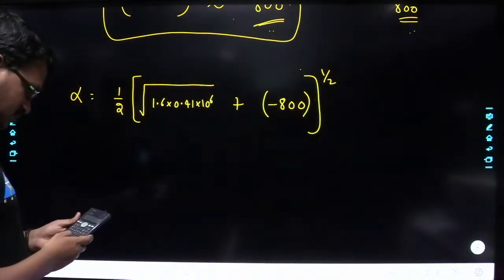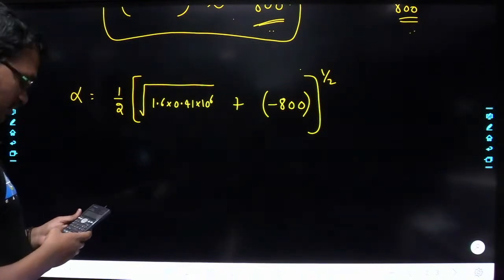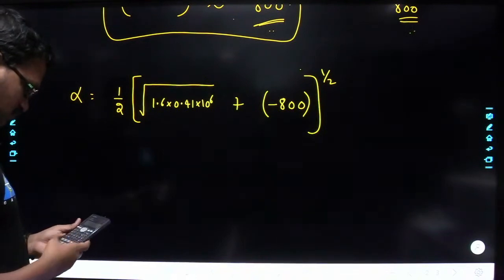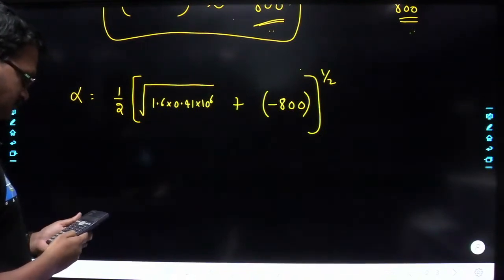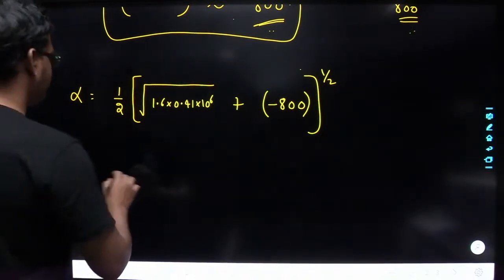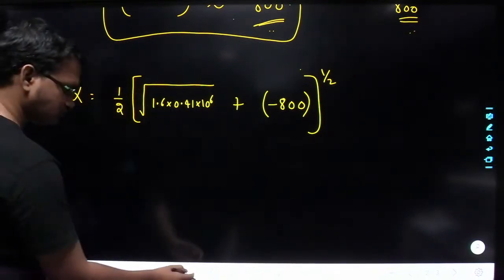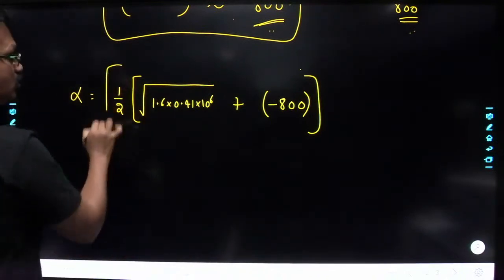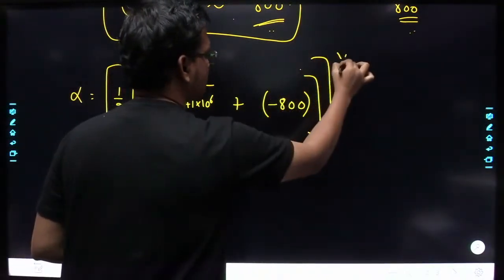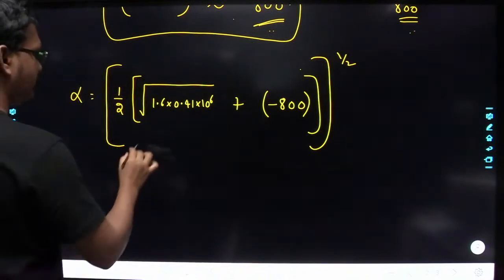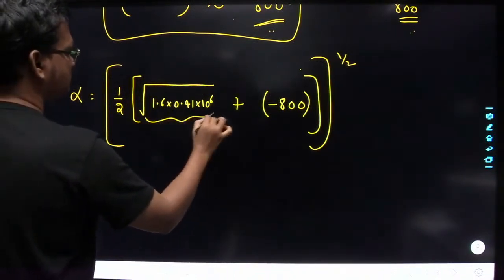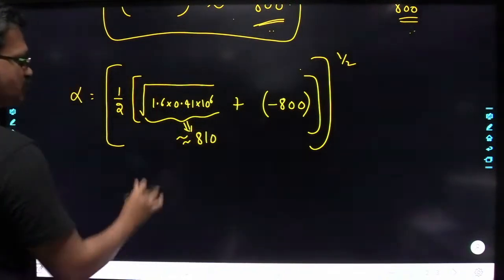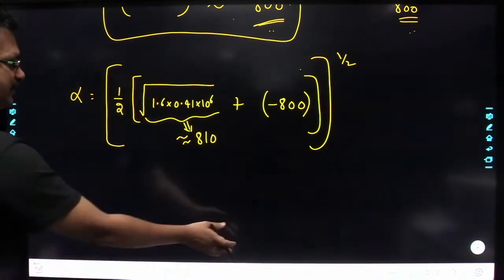So 1.6 into 0.41 into 10 power 6, square root of the answer. Okay, so you will get the whole thing to the power of 1 by 2. You will get this value, which is approximately 810. You got this value as approximately equal to 810 here, right?